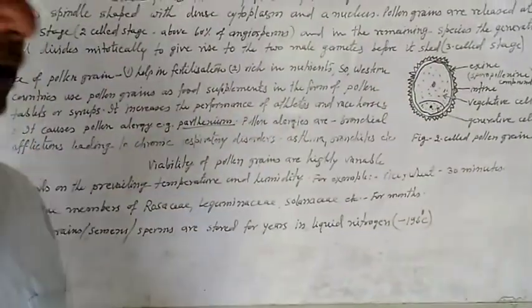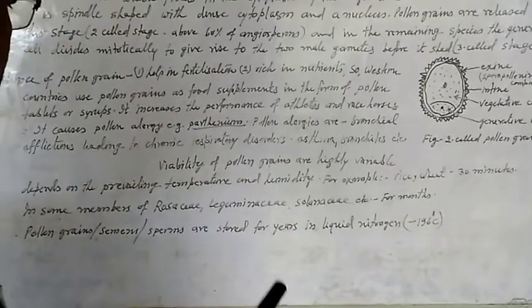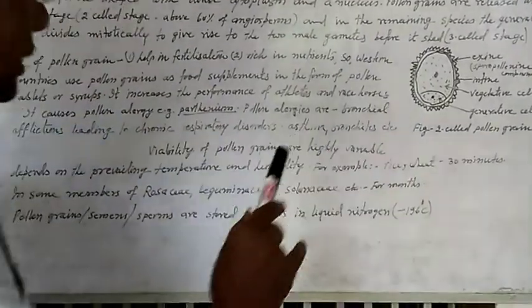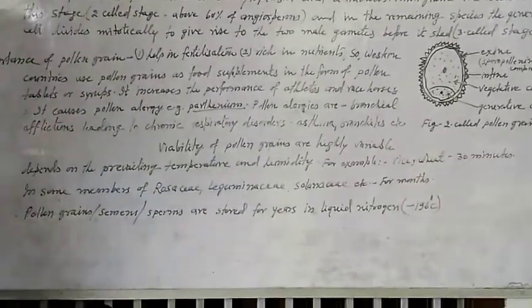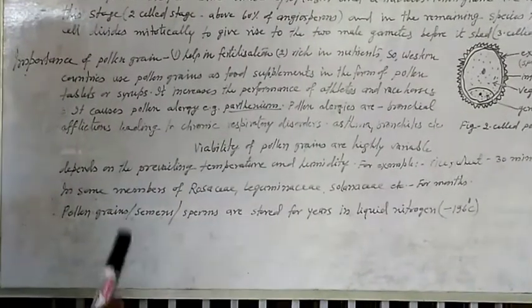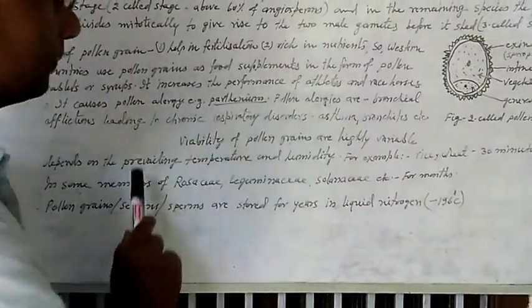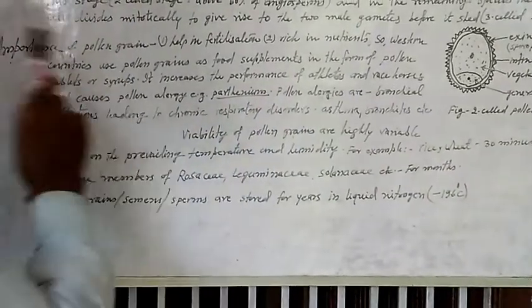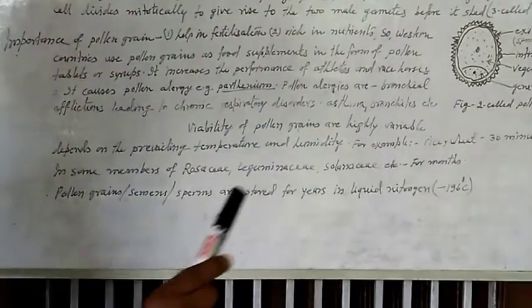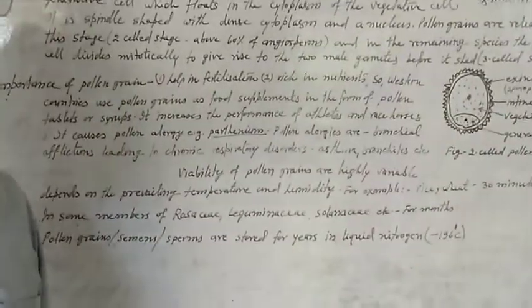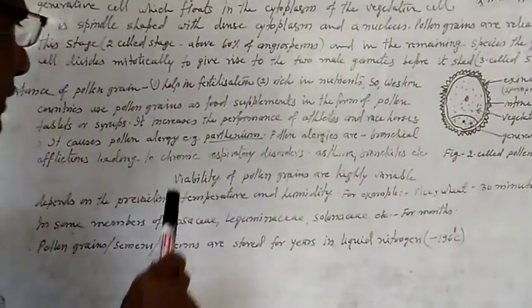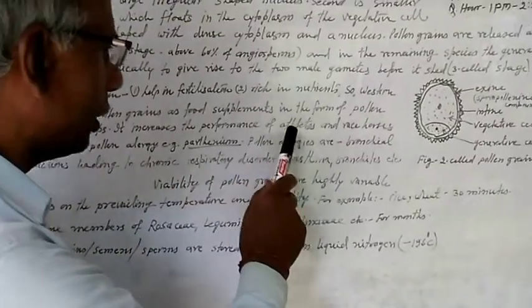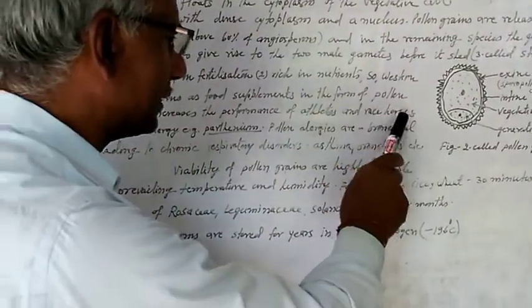So in Western countries, the pollen grains are used as food supplements in the form of pollen tablets or syrups. It has so much nutritive value that it increases the performance of athletes and race horses.